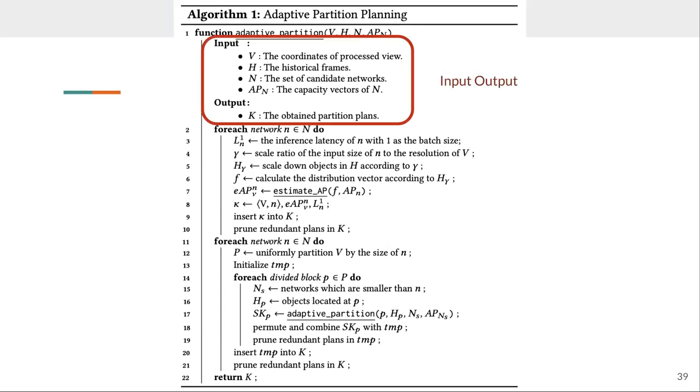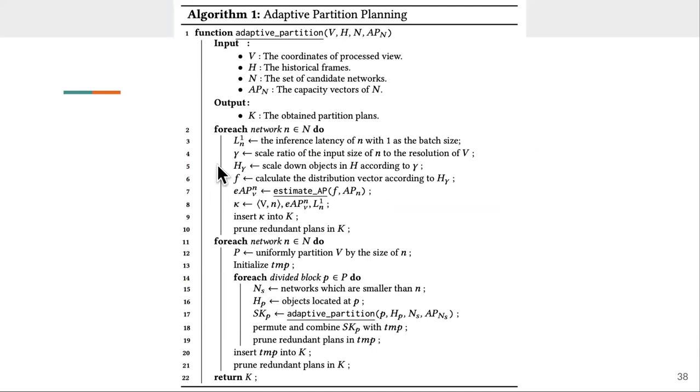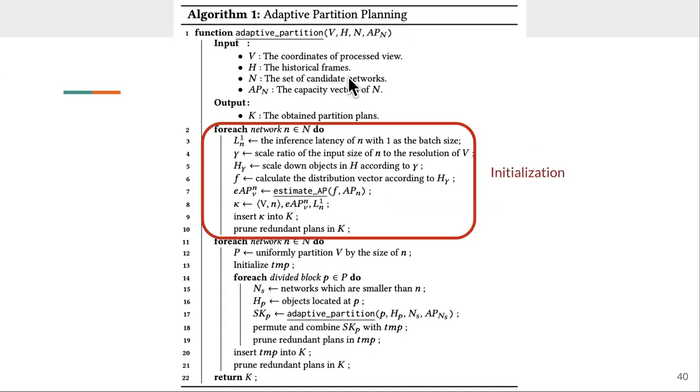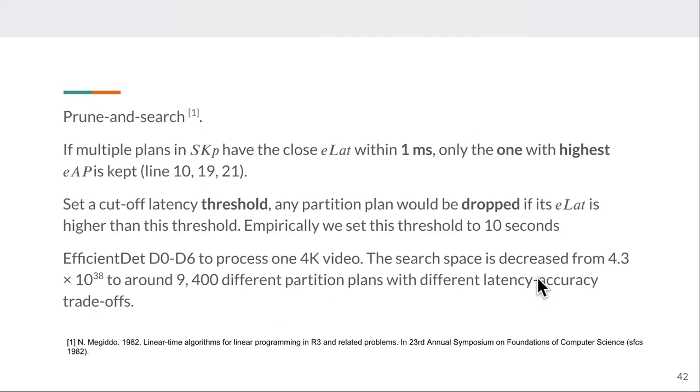The first one is the input and output. The input is essentially denoted in this figure, and we have already talked about them. And the output is the obtained partition plan. Here is the initialization, and we have already introduced these notations in previous slides, and this one is doing the condition here.